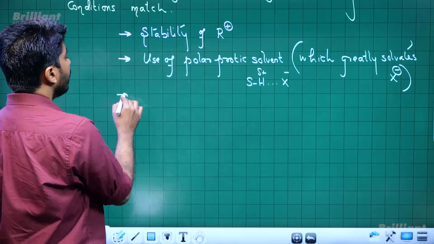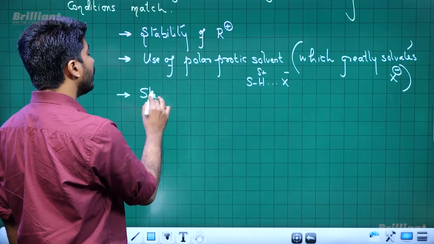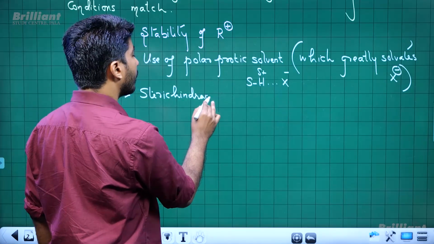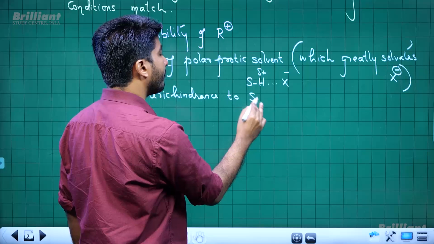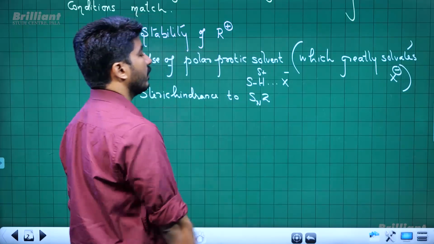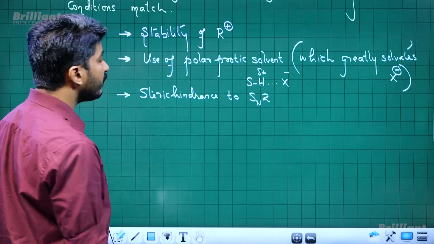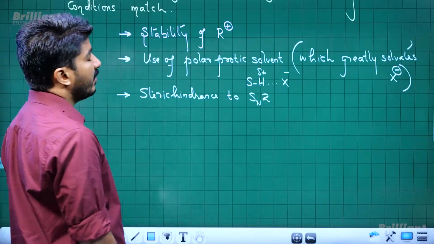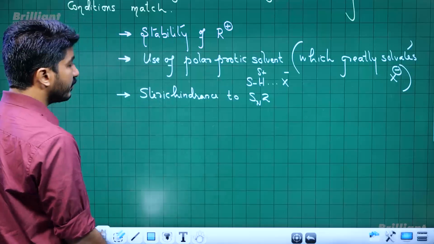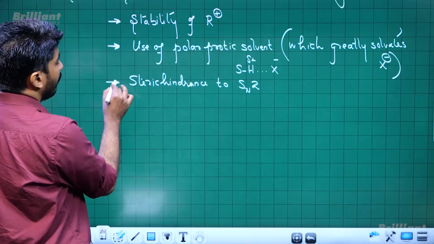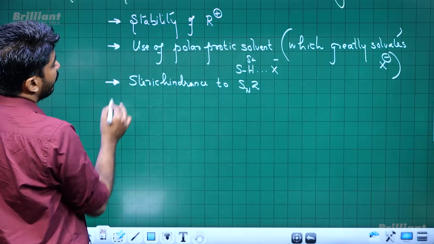Another criterion would be steric hindrance to SN2. In some cases SN2 is difficult, and in such cases SN1 is an alternative pathway. So steric hindrance to SN2 is another criterion which may promote the SN1 mechanism.